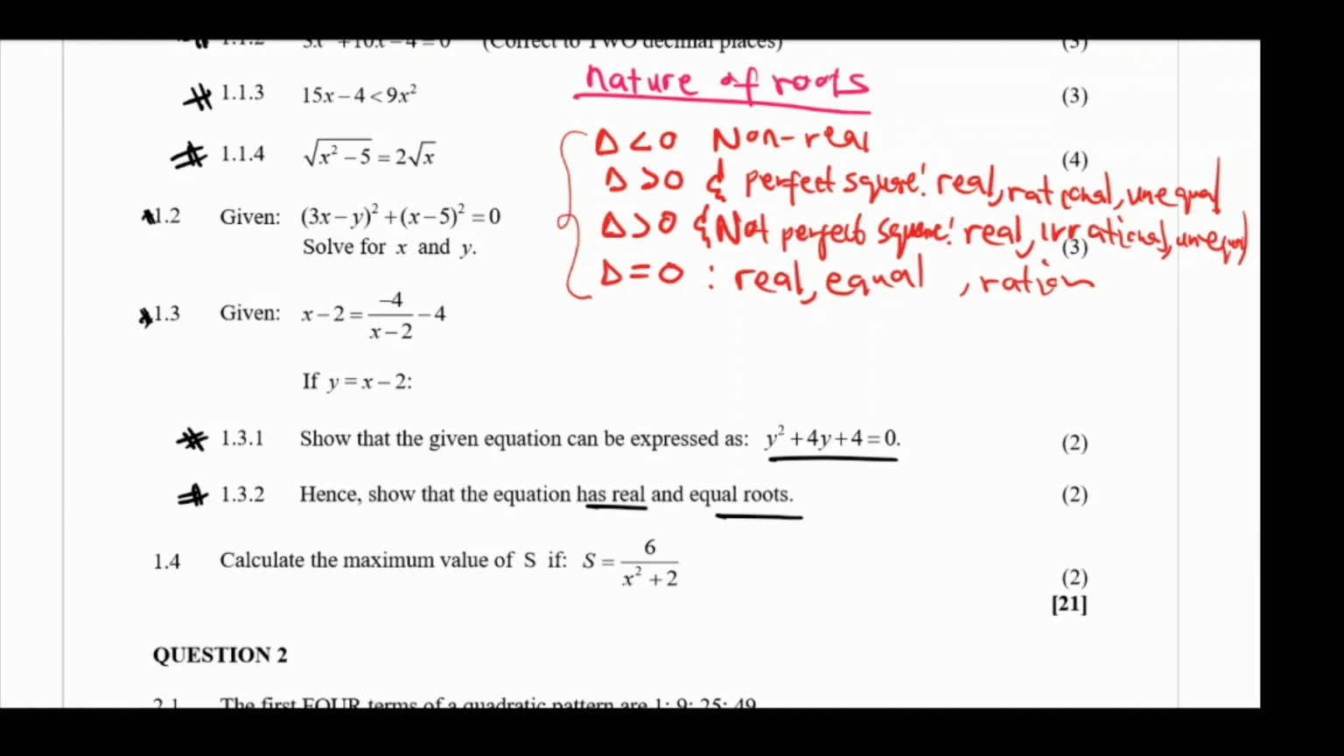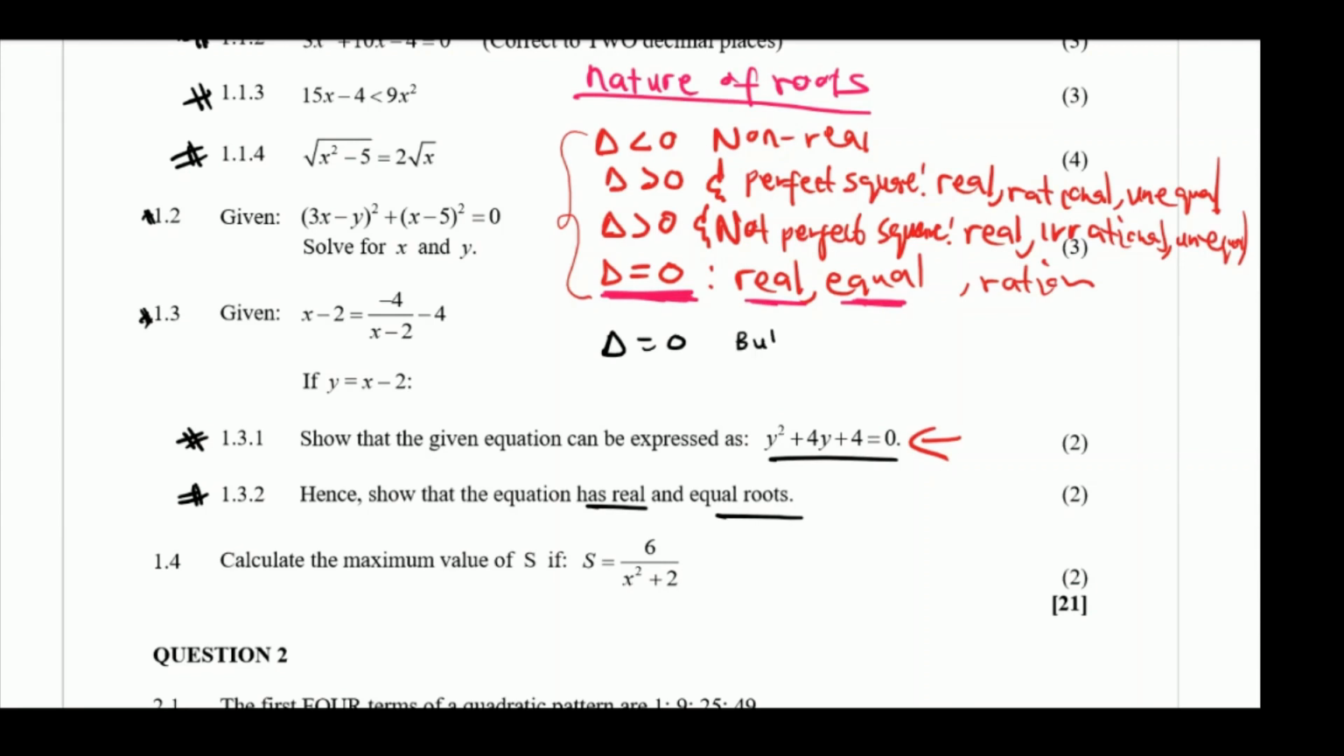So here we are asked to show that the equation has real and equal roots. Which equation? This one that we just found. So which expression should we use? We can use the discriminant, because when the discriminant is equal to 0, we have real solutions and we have equal solutions. So let's use that discriminant. It's going to be discriminant equal to 0.